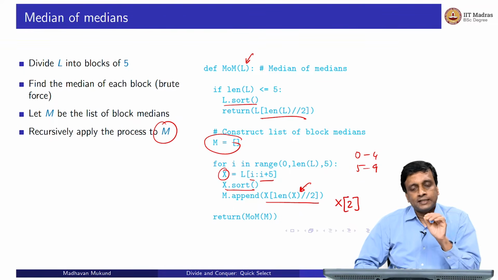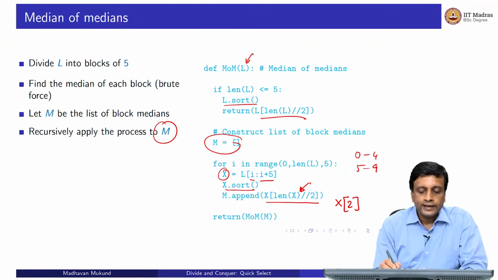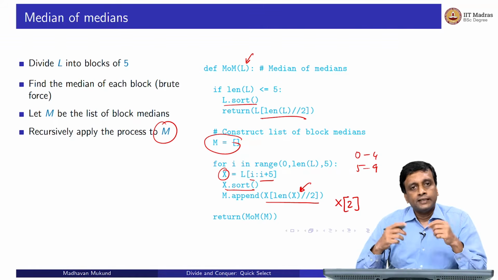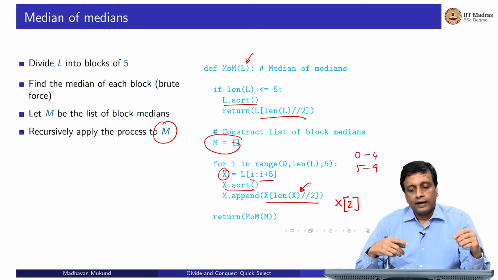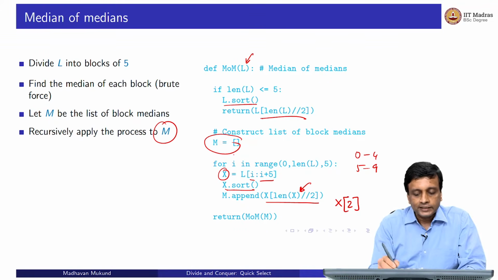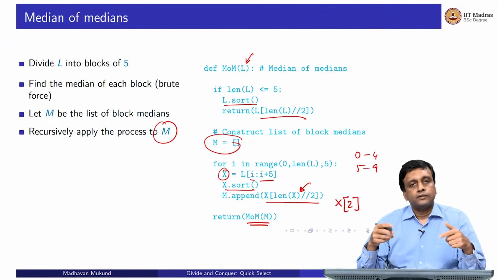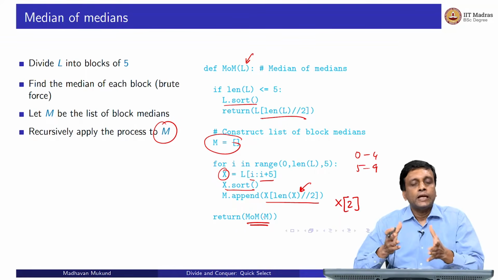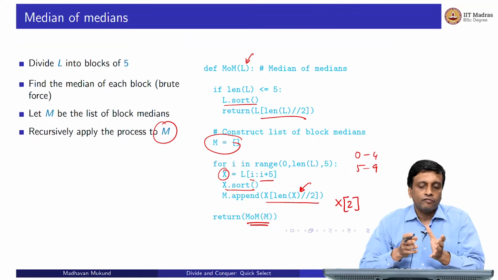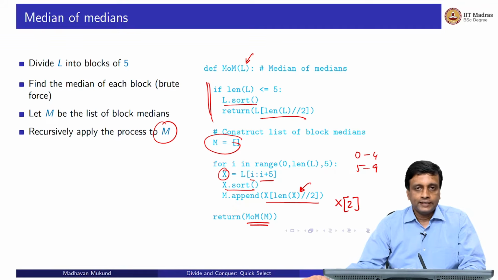So what we have done is basically we are sequentially going block by block. We take the first 5 elements, put them in x, sort it, take the middle element and put it into M, take the next block and so on. And now, having constructed this M, we just recursively call our function on this list. So this will again divide by 5 and keep doing it until the shrinking by 5 brings us to a list which is smaller than 5, and then the base case will exit. So this is our median of medians algorithm.